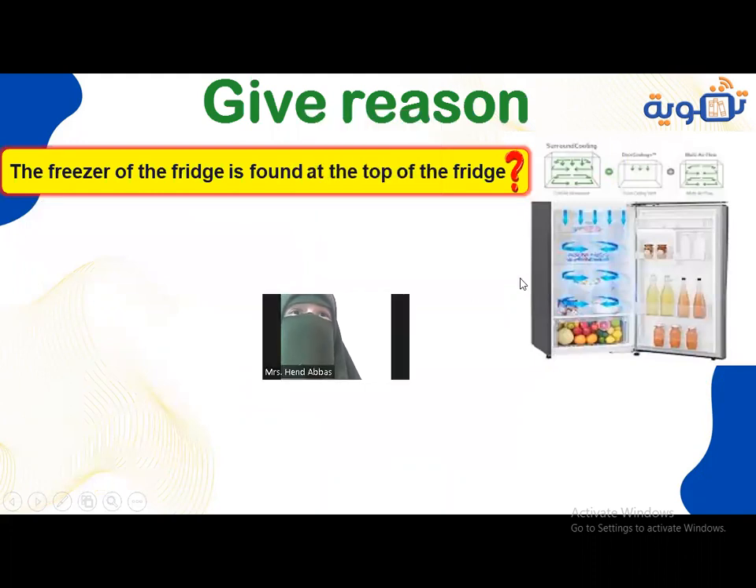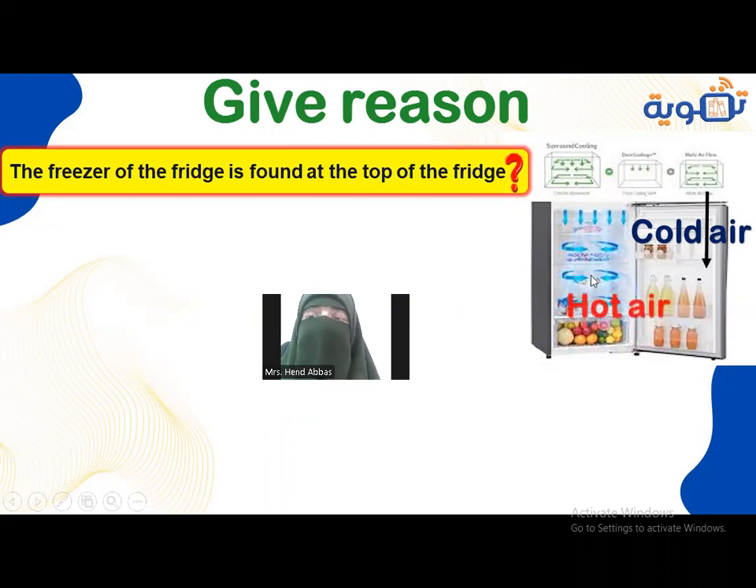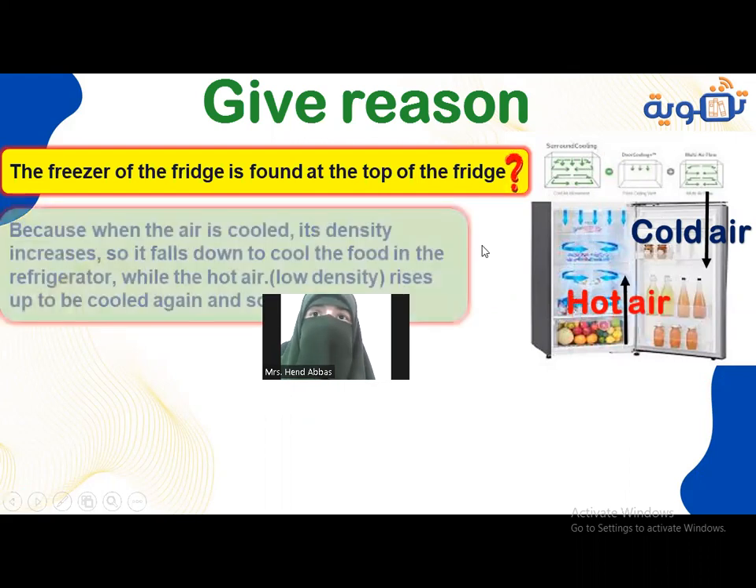Why is the freezer of the fridge found at the top of the fridge? Let's look at this picture and decide. The cold air here in the freezer has high density or low density? It has high density, so it falls down to cool the food inside the fridge. What about the hot air inside the fridge? Hot air has low density, so it will move upward to the freezer to be recooled again and again.